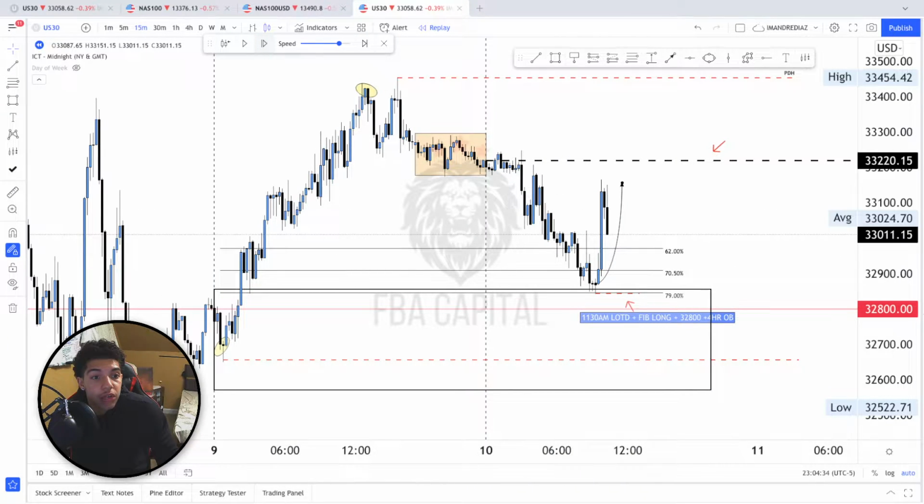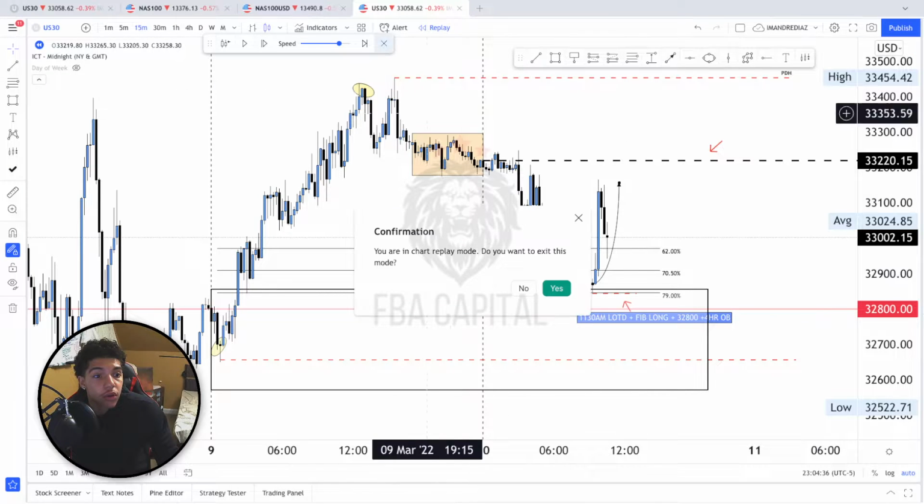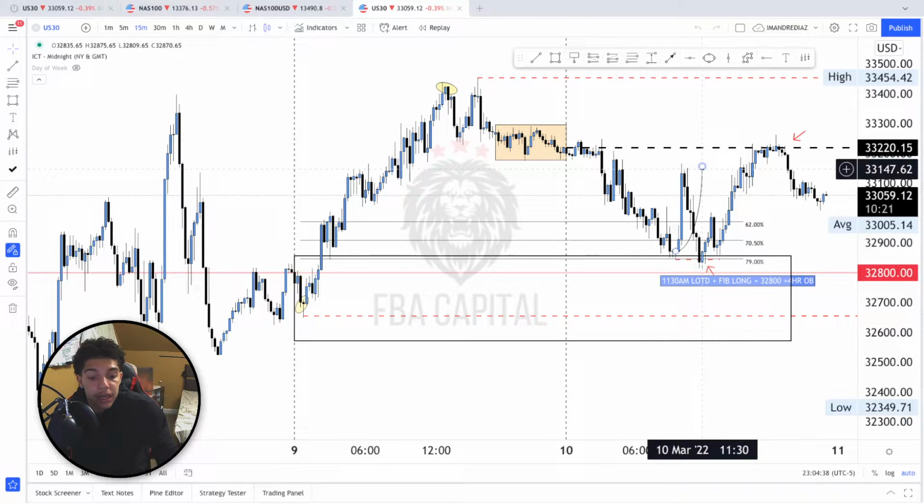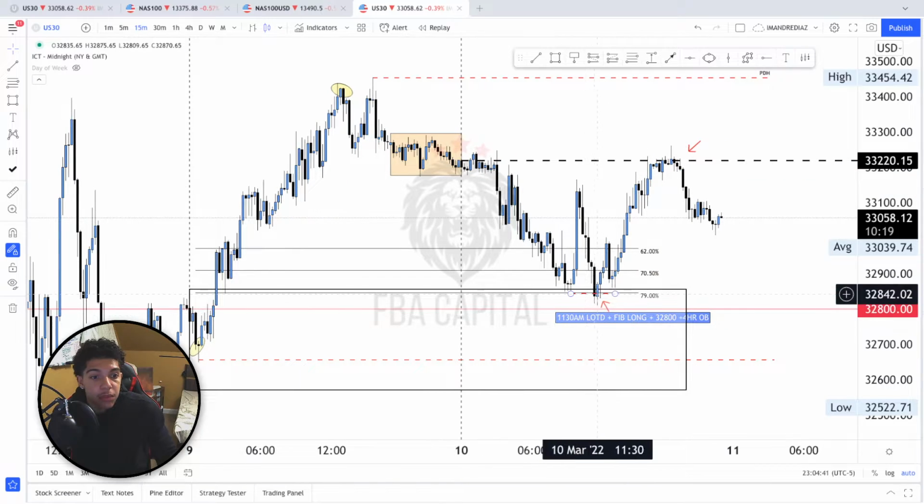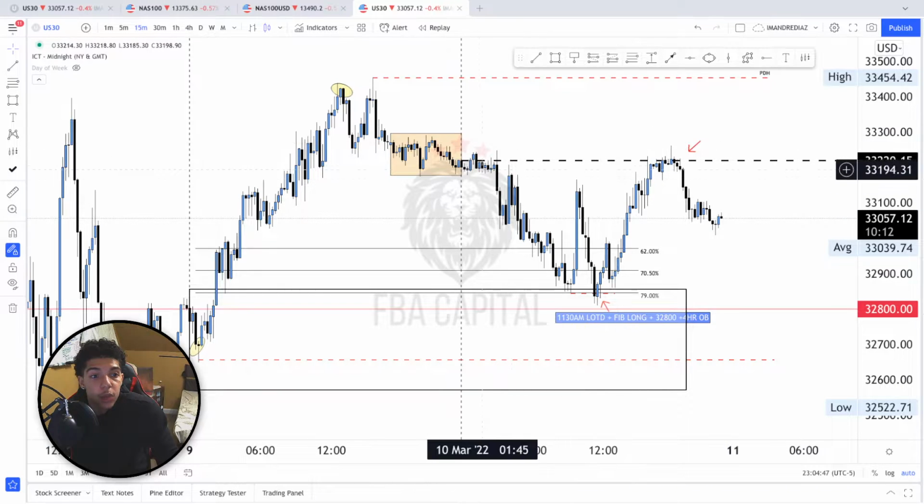And from here, I was already out of the majority of the position, and then price overall ended up coming back down. But then later on in the day, what happened? Price came, made the low of the day, almost tapped into 32,800, came back to 79%, and ran above all the way up to here. And then what happened here?